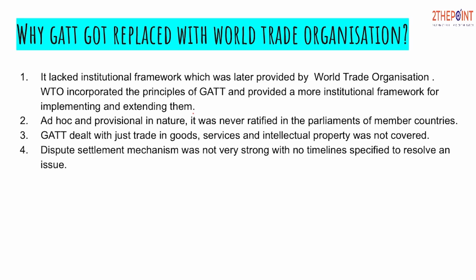The last point is that there was no effective dispute settlement mechanism in place. The dispute settlement mechanism that GATT had was very lax, and there was no timeline in place for the settlement of disputes, which kept issues going for years and years. That later got solved by WTO. This was a major limitation that GATT faced, that there were no specific timelines to get the issue resolved.